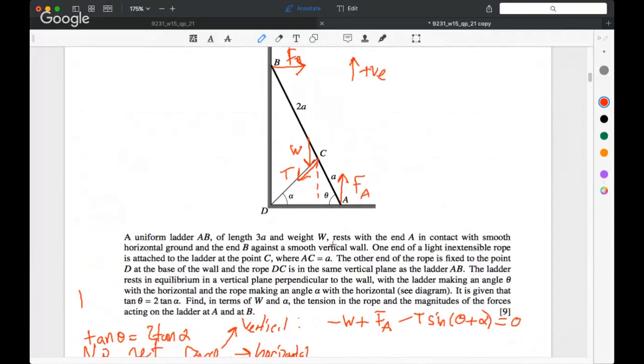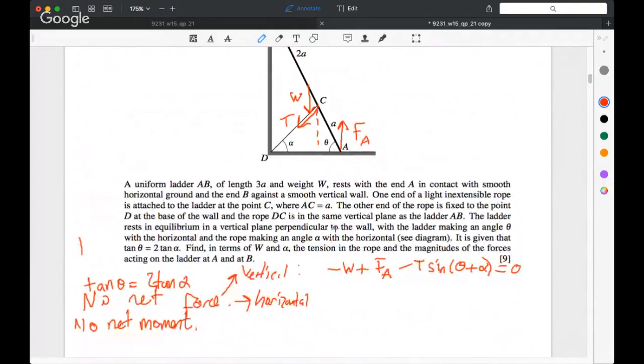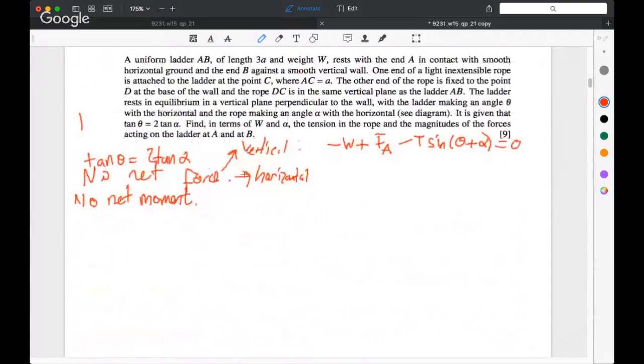Once you do that, you get a system of equations, which you can then solve. One other trick you need to use really is you have sine theta plus alpha. That's the same as saying sine theta cos alpha plus cos theta sine alpha.